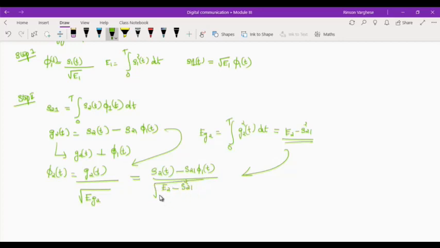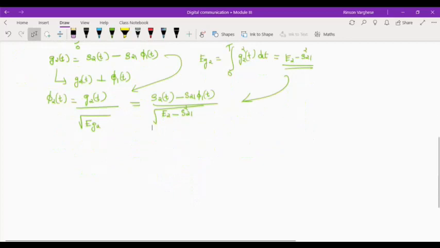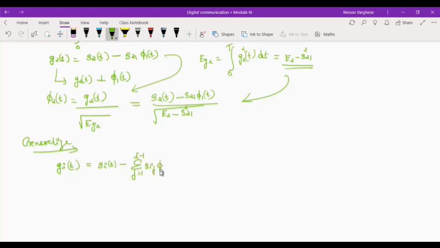Okay, this is phi 2 of t, and we can generalize this to any dimensions. Here we have two signals, two bases. You can have n number of bases: phi 1, phi 2, phi 3, phi 4, etc. So we generalize like this. You can define Gi of t as Si of t minus the sum over j equal to 1 to i minus 1 of Sij phi j of t.